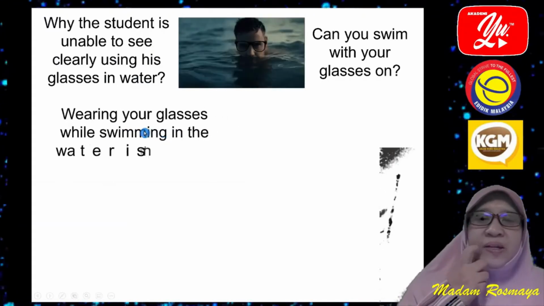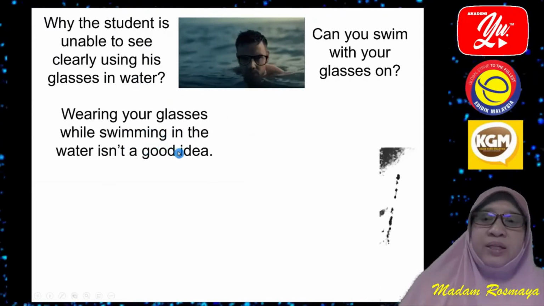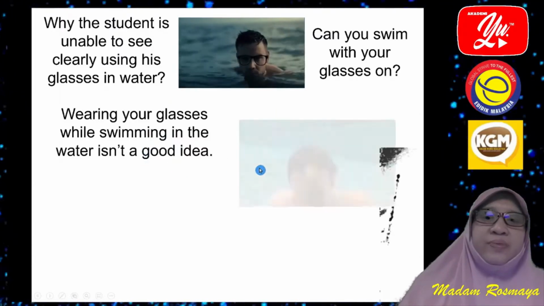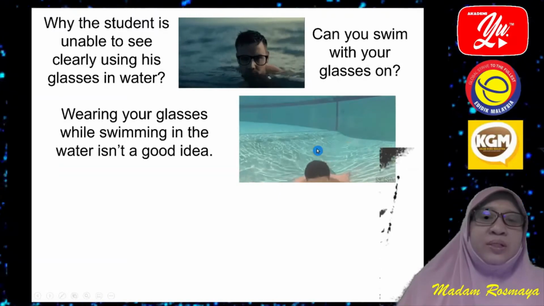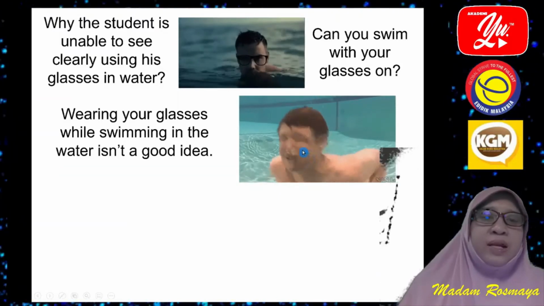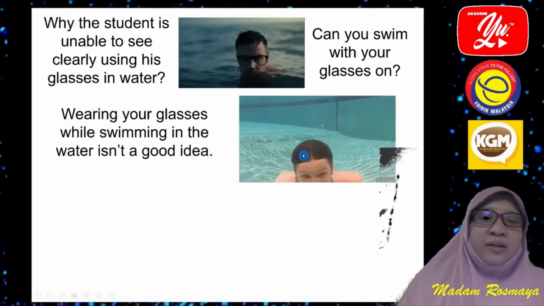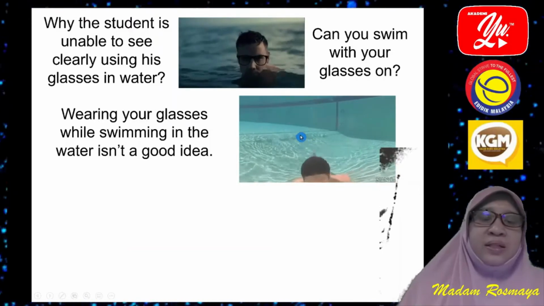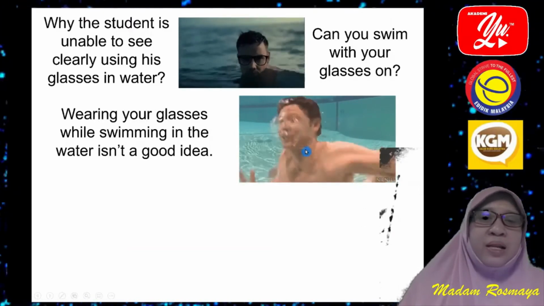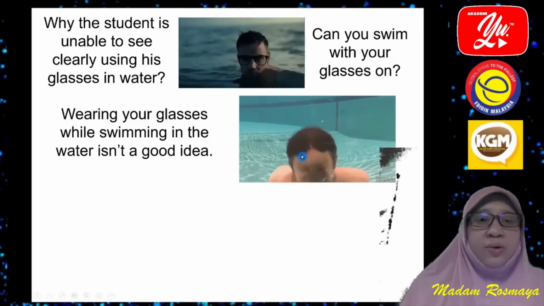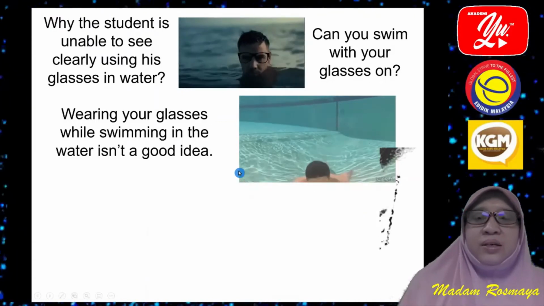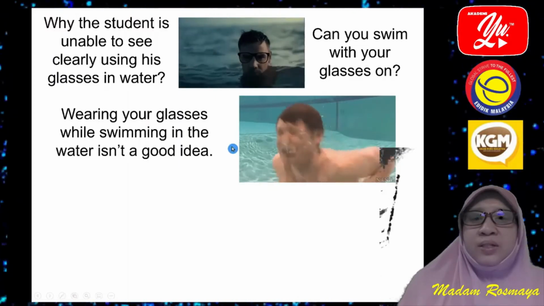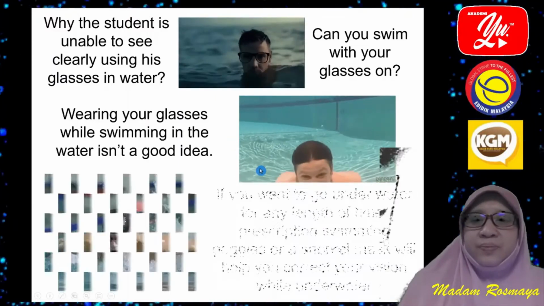Wearing your glasses while swimming in the water isn't a good idea. This is another example. The student here cannot see the glass wall and hit the window glass, the glass wall in the swimming pool, because he cannot see clearly using the glasses.